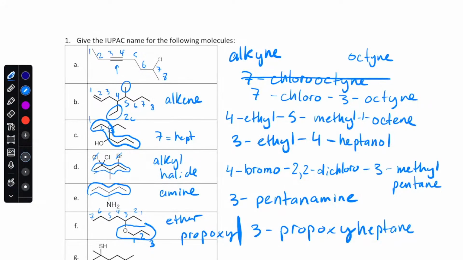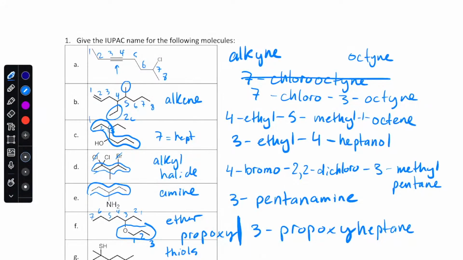Sound good? Next one, we have an SH. These are thiols. Well known for being very bad smelling. Skunk spray is thiols, a mixture of different ones. Kind of have like an eggy smell to them.